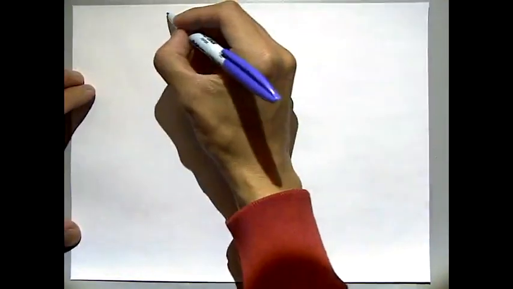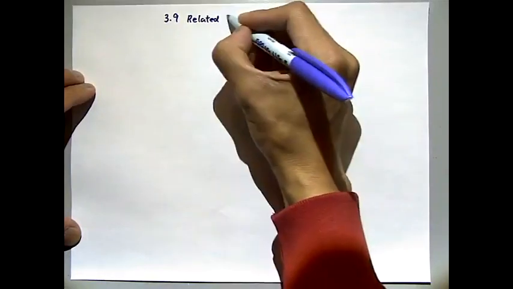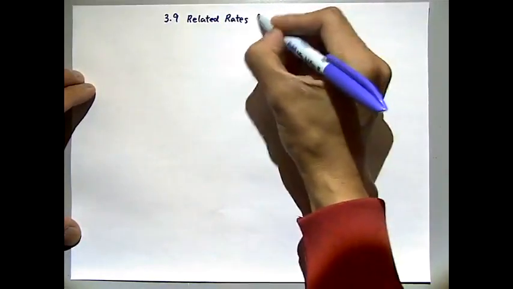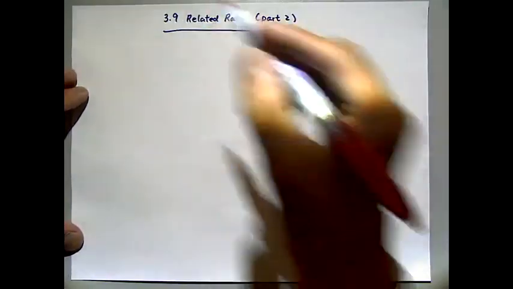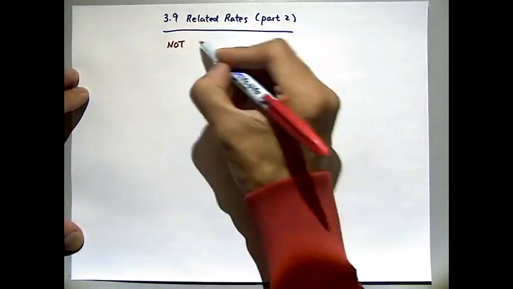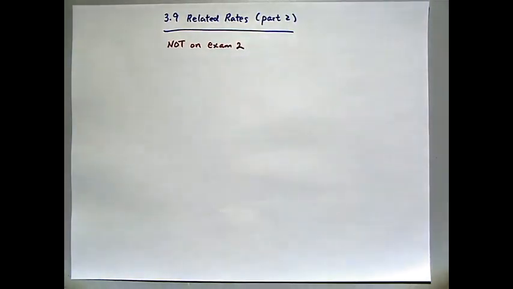Okay, so today we're going to continue section 3.9, more related rates examples. Just like what we talked about last time, this section will not be on exam 2. And Wednesday in class, we'll do a review for the exam. I'll do what I did last time. I'll prepare some examples that I think are relevant to your exam and then work as many of those out in class as we can.